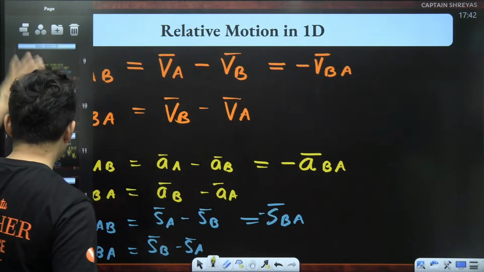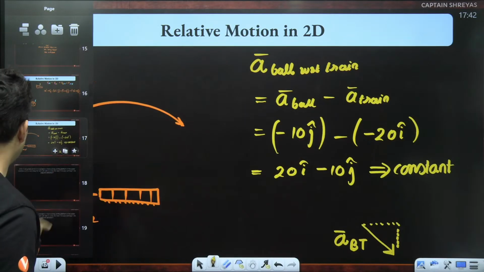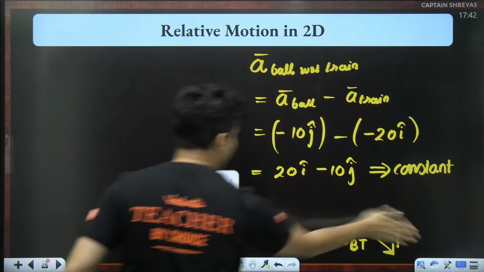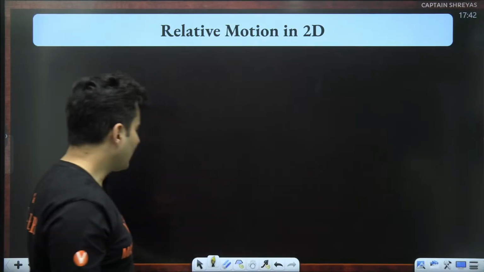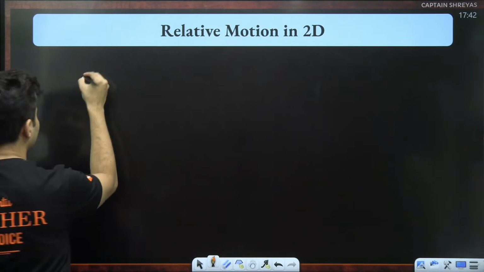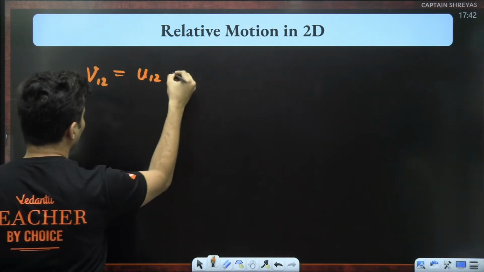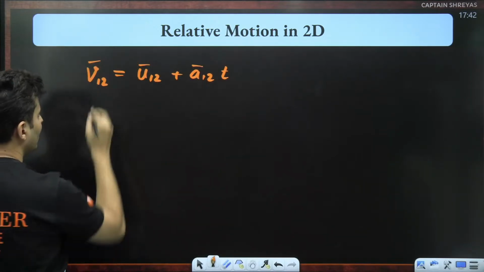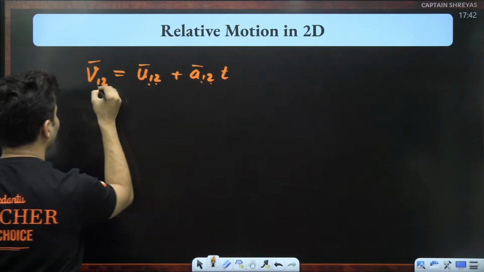Okay, we'll go to some questions, but one last thing before I go ahead, which I need to also tell you, is this one. What do you think about the kinematic equations? Are they still valid in the relative frame? Do you think kinematic equations are valid in the relative frame? The answer to that is yes. So when I write V12 is U12 plus A12 into T, there is nothing wrong in it. But make sure this is 2, this is also 2, this is also 2, this is 1, this is also 1, this is also 1.